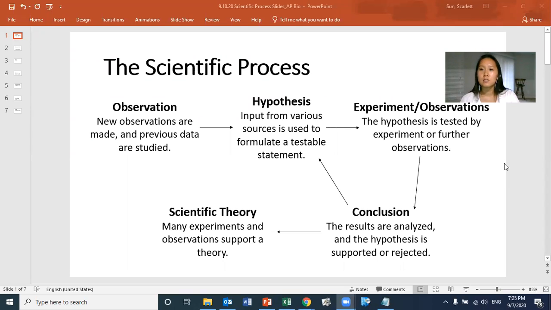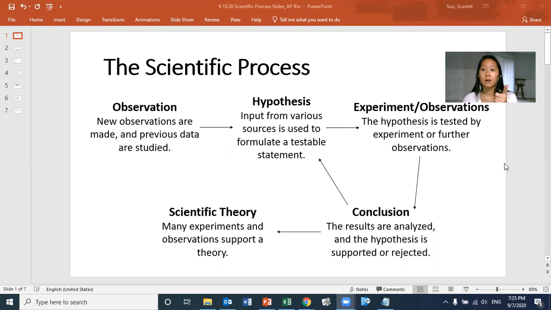You look up sources to see if anybody has ever conducted research on the same topic that you're interested in looking at. And you formulate a testable statement. So a lot of hypotheses are structured as if-then statements, right? For example, back to gravity. If I hold the apple up high and let it go, then it will fall to the ground because of gravity, right? That's the easiest way to formulate it.